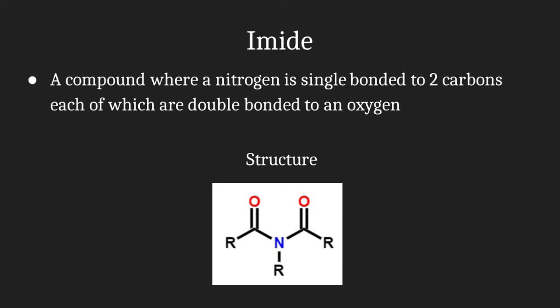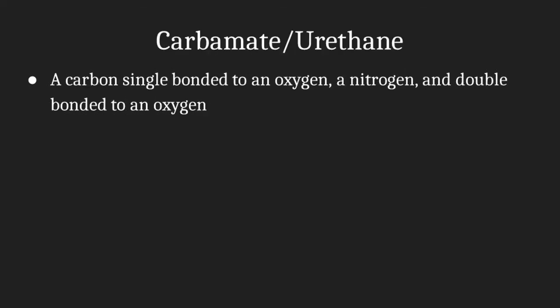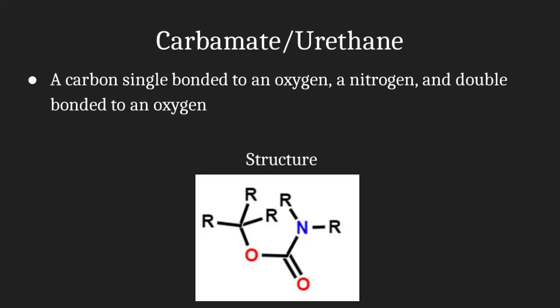The next type is a carbamate or a urethane. This is where a carbon is single bonded to an oxygen that's connected to an R group, double bonded to an oxygen, and single bonded to a nitrogen that has two R groups as shown below. And it has to be that the two oxygens and the nitrogen are all attached to the same carbon.